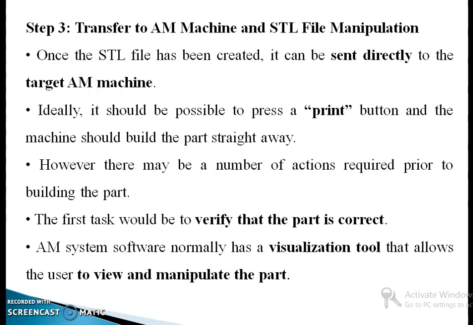In case of your third step, after creating the STL file, we need to transfer this STL file to the AM machine and the STL file manipulation. This is your third step. Now in your third step, once the STL file has been created, it can be sent directly to the target AM machine. Ideally, it should be possible to press a print button and the machine should build the part straight away with the help of the layer by layer process.